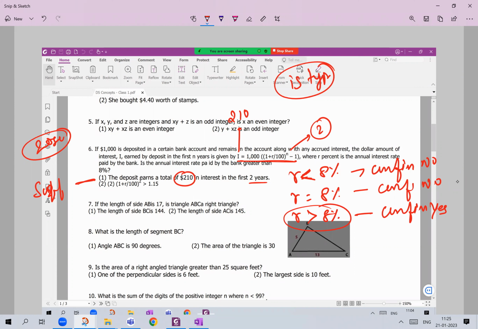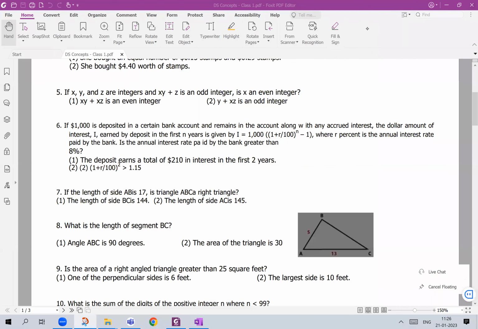Now here, if I get the value of R, that R could be less than 8% or equal to 8%. In that case, it's a confirm no answer. The R value could be greater than 8%. In that case, it's a confirm yes answer. So option number 1 is sufficient for sure. I'm not going to option number 2 right now because we'll anyway solve all these questions in the respective chapter. So nothing to worry about.